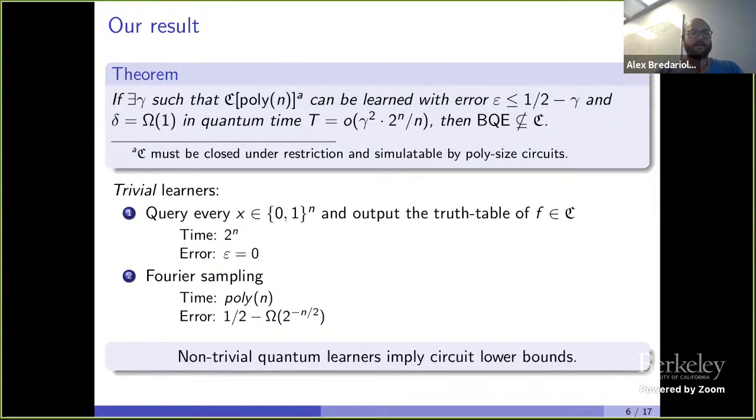And there are just some footnotes: in order for our theorem to hold, we need the circuit class C to be closed under restriction and simulatable by poly-size circuits. But these are very standard assumptions that hold for most circuit classes that we know.